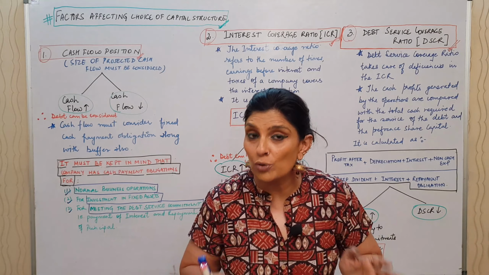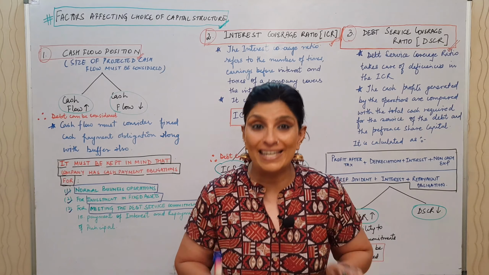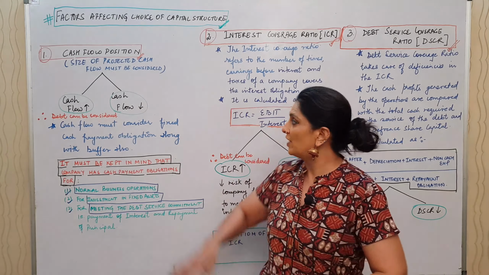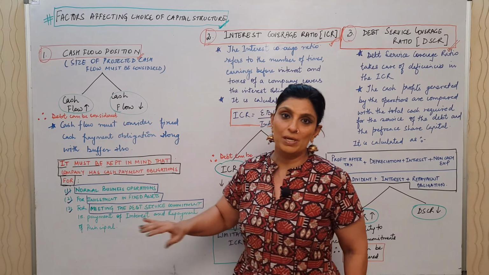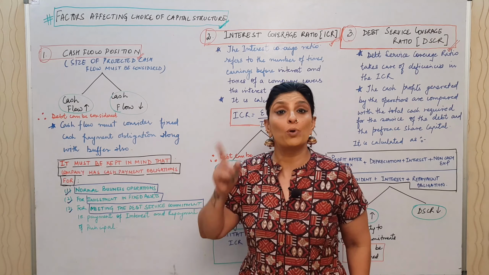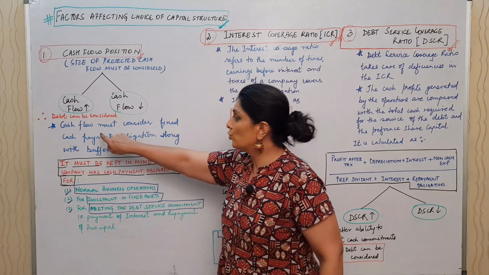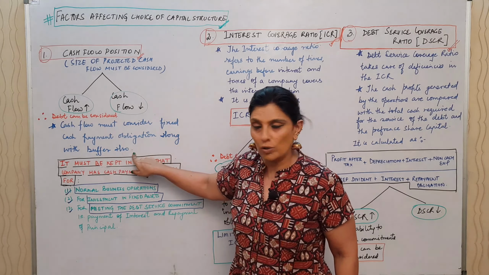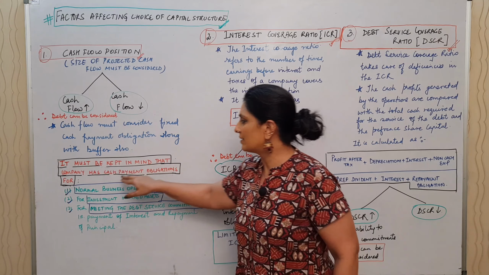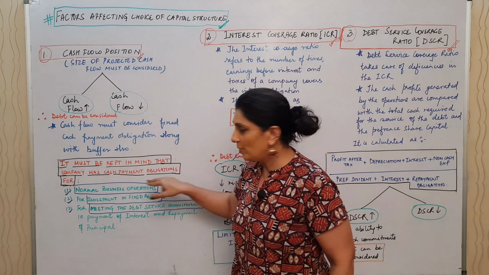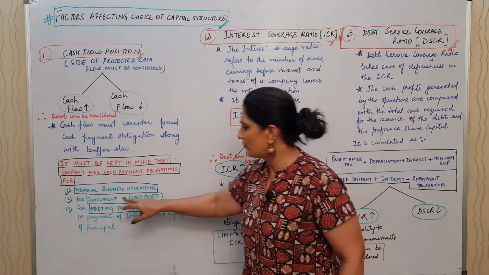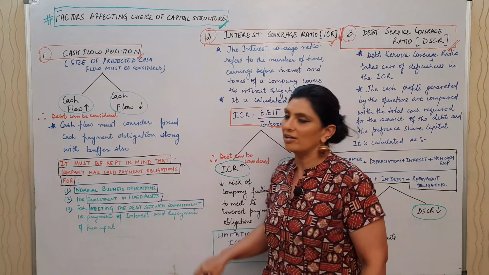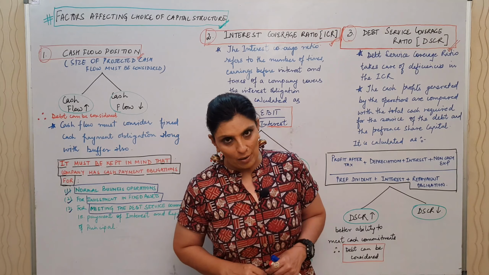Why? Because the capital structure we're talking about is a mix of debt and equity. So will we consider debt or not? Yes, if we have enough cash flows, debt can be considered, provided your cash flow considers fixed cash payment obligations along with a buffer. It must be kept in mind that the company has cash payment obligations for normal business operation, for investment in fixed assets, and for meeting the debt service commitment, that is payment of interest and repayment of the principal amount.